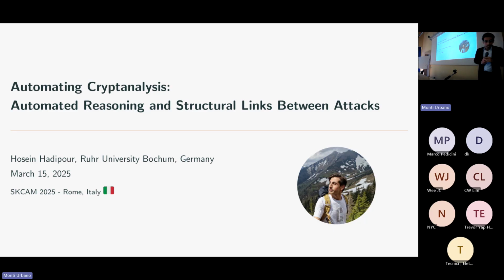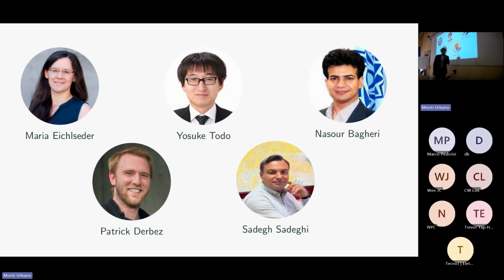Don't worry. I don't know why I chose this very complicated topic for this talk, but what I want to talk about is really simple. I just want to talk about the relations between symmetric key attacks and how we can exploit these relations when it comes to automated discovery. What I want to present is a mix of my collaborations with these nice guys. I want to thank all of them for collaborating.